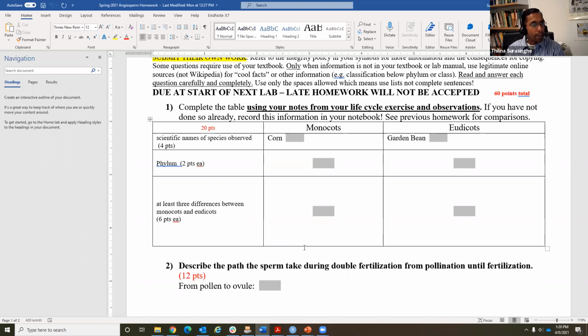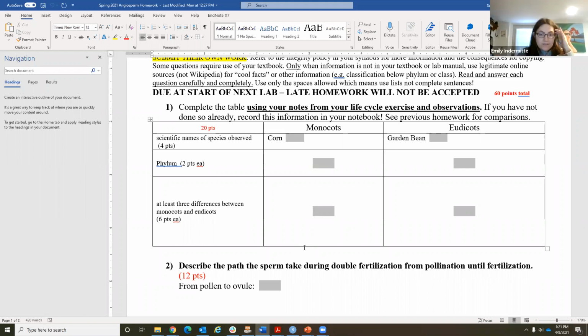At least 3 differences between monocots and dicots. I went over lots of differences in my previous lecture. What happens to the root histology, the arrangement of the xylem and phloem, the number of cotyledons, what happens to the endosperm, and branching versus lack of branching. There are so many things you can mention.